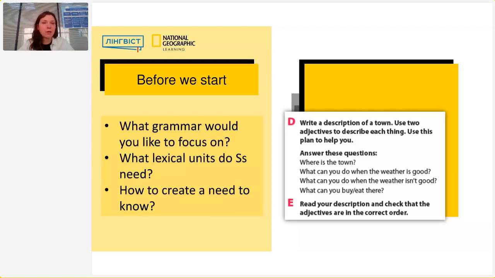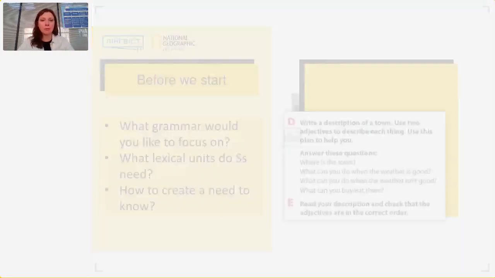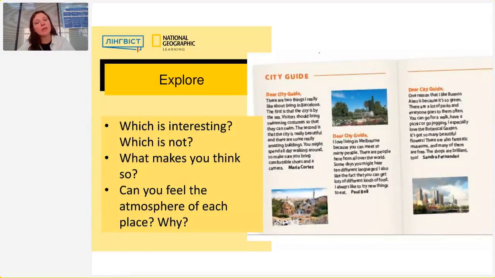Usually, as teachers, we have a great helping hand. It's our textbook, which planned this step-by-step knowledge, so you can have a look at what grammar was in this unit, right? And we don't study this grammar before we start the project. It's also part of the learning project. How to create a need to know.